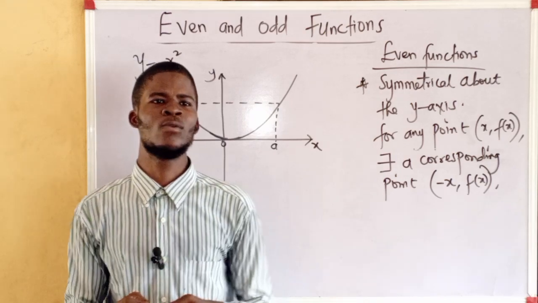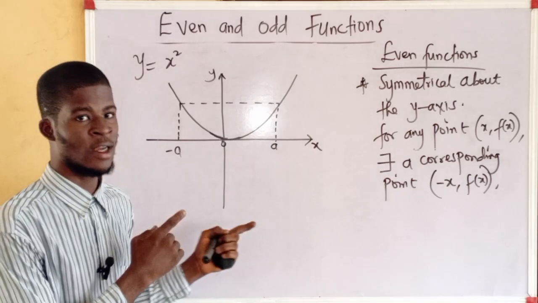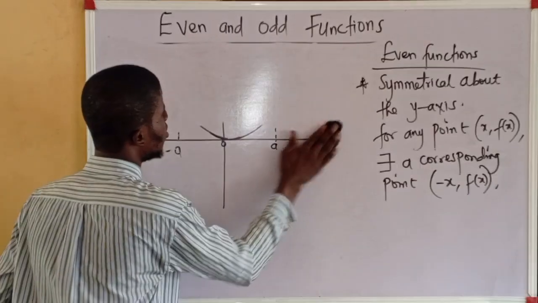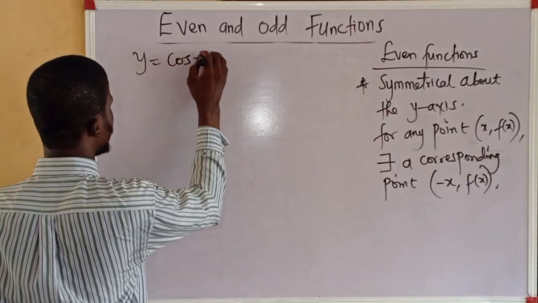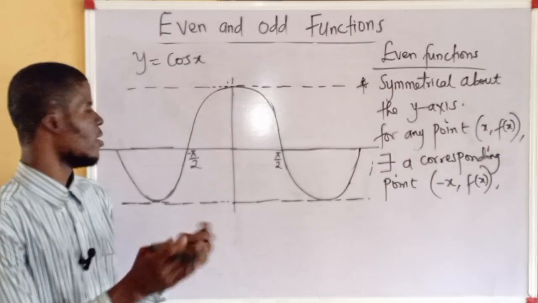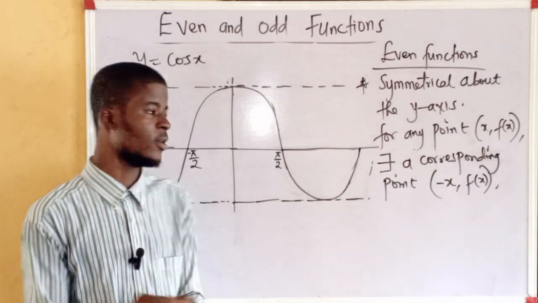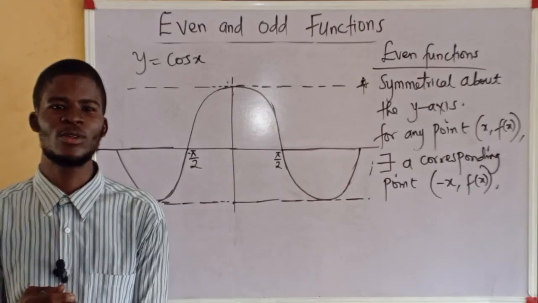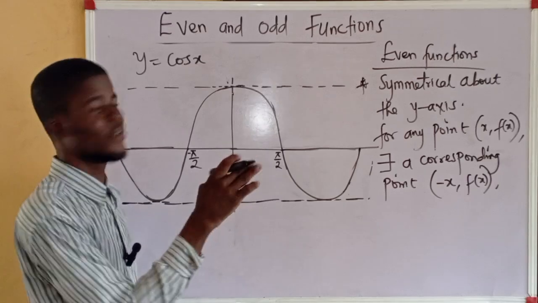So let us look at the graph of cos x. Cos x is an even function. We just showed that earlier. This is the graph of y equal to cos x, a rough sketch, not a perfect graph. This graph is actually an even function, yes. Let's assume it's a perfect graph.